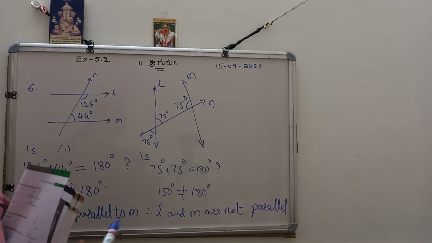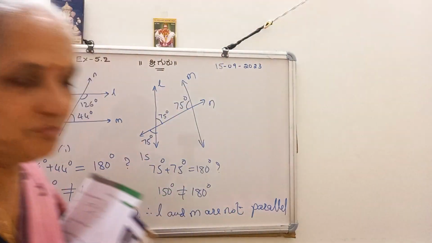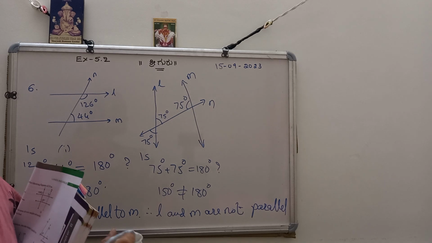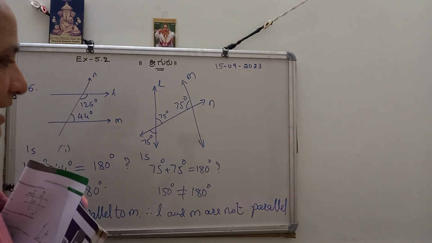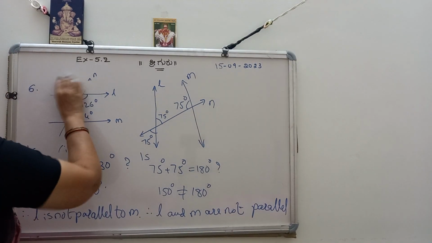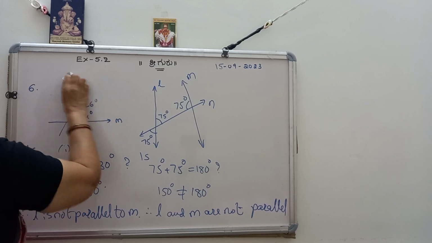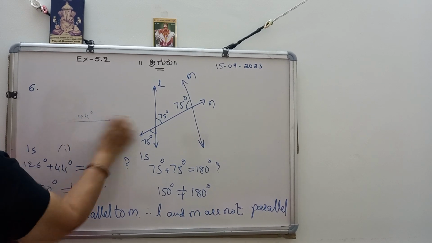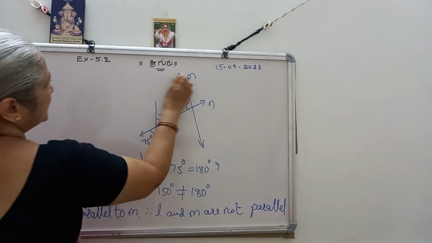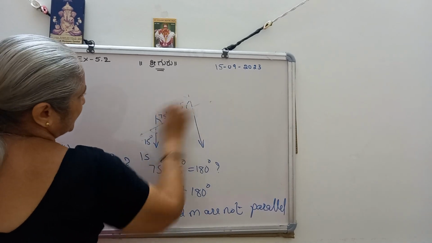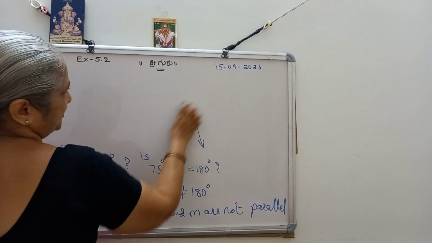Okay, this is how you should write the points as reasons for your answer. Now the third and fourth one. Try them on your own.